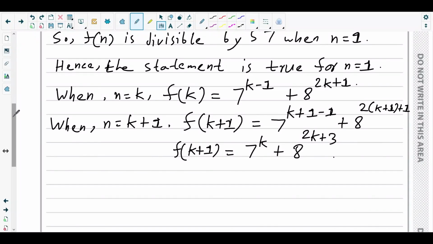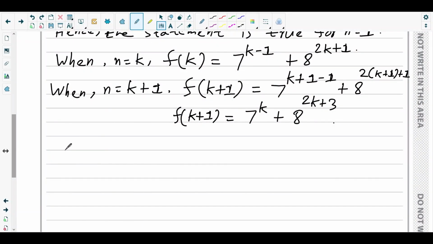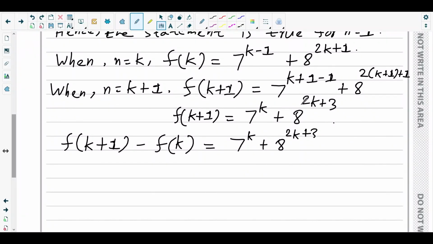Now how can we do the induction step? Look, we will subtract f of k from f of k plus 1. If you do so, f of k plus 1 is 7 to the power k plus 8 to the power twice of k plus 3, this is k plus 1, minus f of k. f of k is 7 to the power k minus 1, minus 8 to the power 2k plus 1.